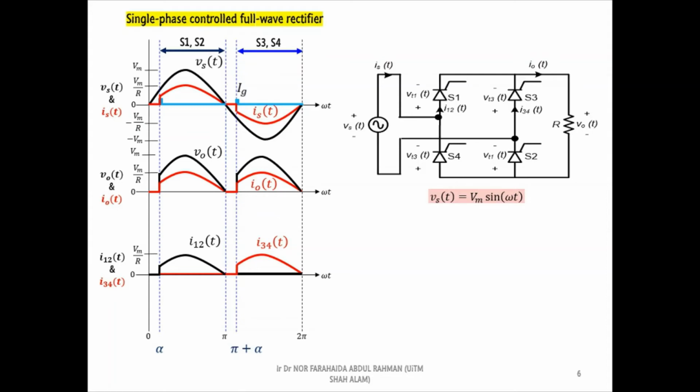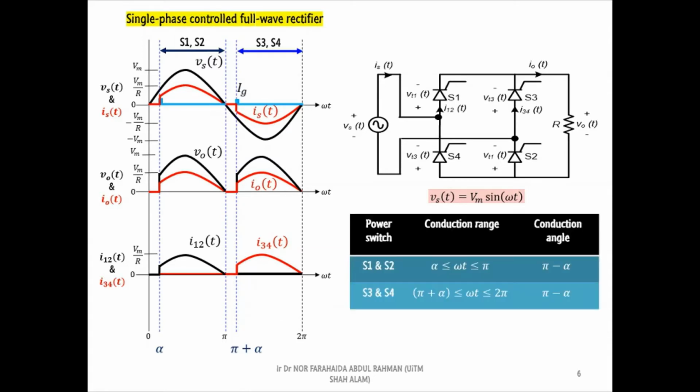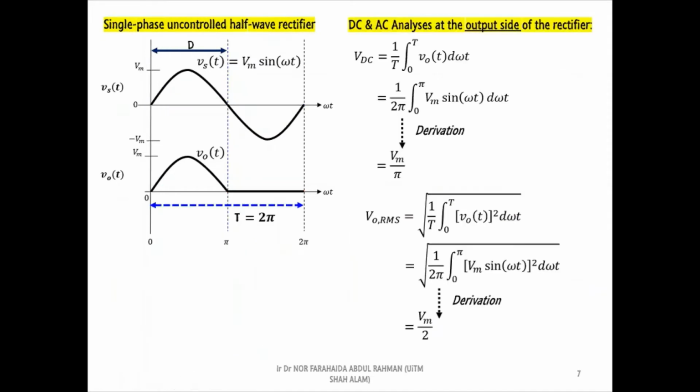Based on the graph, I tabulate the conduction range and the conduction angle of each thyristor in this table. For waveform analysis, we will focus on the average and RMS output voltages, ripple factor, and rectification ratio of the rectifiers. As usual, I will start with the waveforms and equations of a single-phase uncontrolled half-wave rectifier with resistive load.